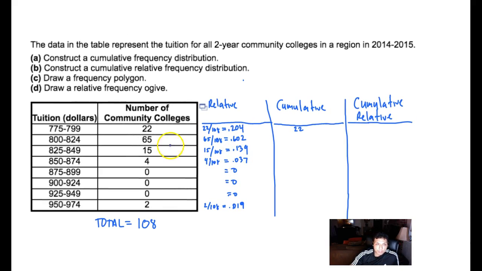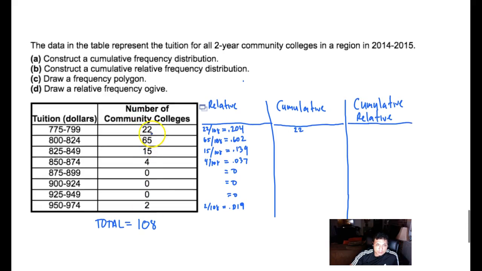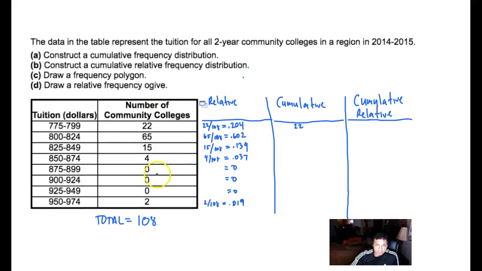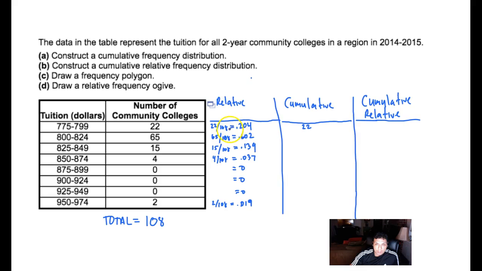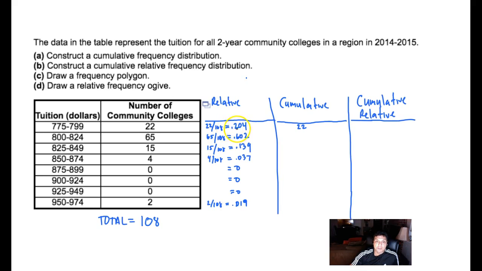And so when we report data or distributions, sometimes we want the frequency, like the actual number of how many, or we want the relative frequency or percent frequency. But in this case, this problem's asking for the cumulative relative frequency. But in order to do that, we first need to know what cumulative frequency is. So this here is a relative frequency. This is the cumulative frequency.